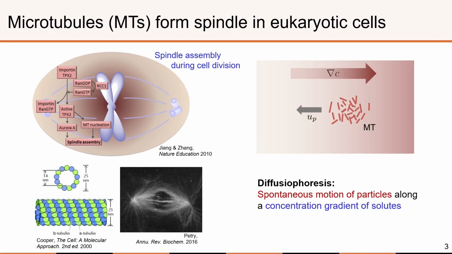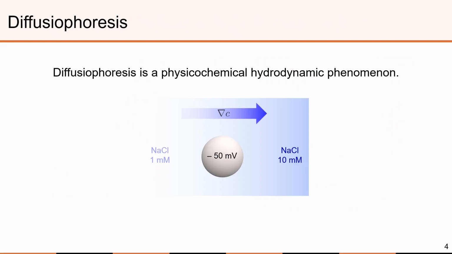Given the concentration gradients of relevant species and the transport of microtubule segments in spindles, we asked if diffusiophoresis of microtubules can be present during spindle assembly. Diffusiophoresis is the spontaneous motion of particles along a concentration gradient of solutes. Validating the occurrence of diffusiophoresis in spindles is not as simple as it sounds.